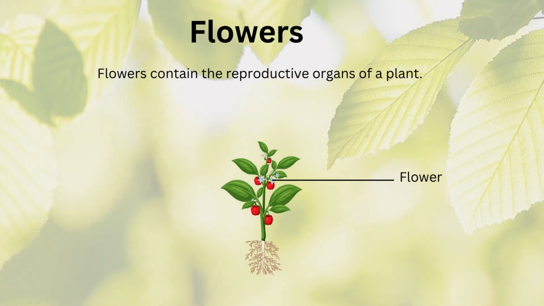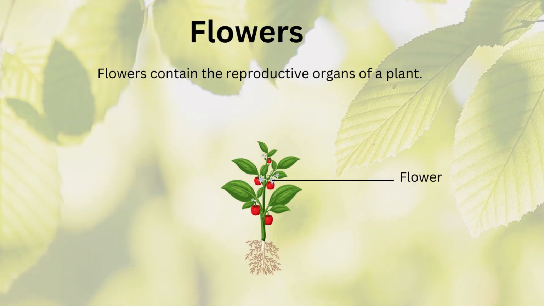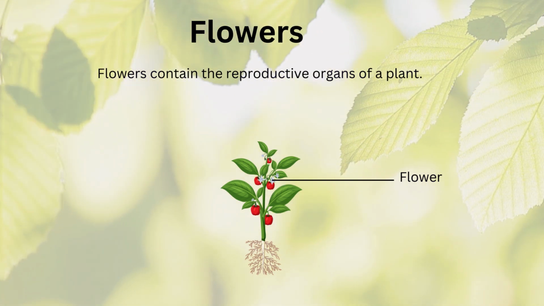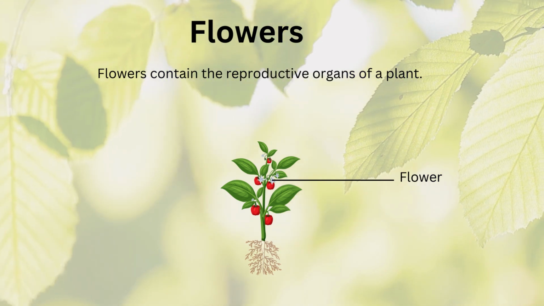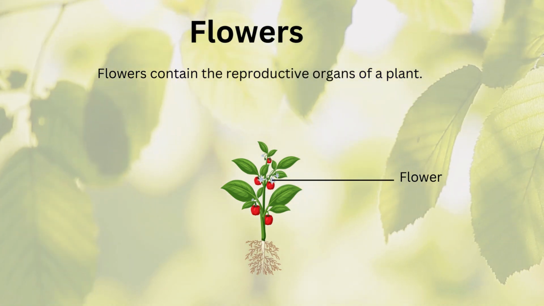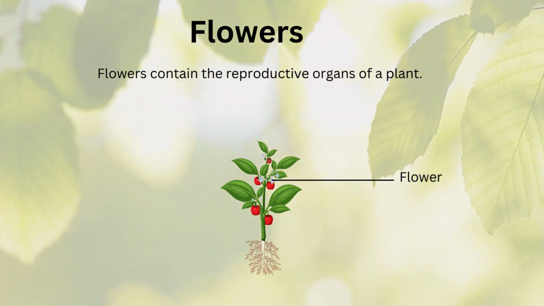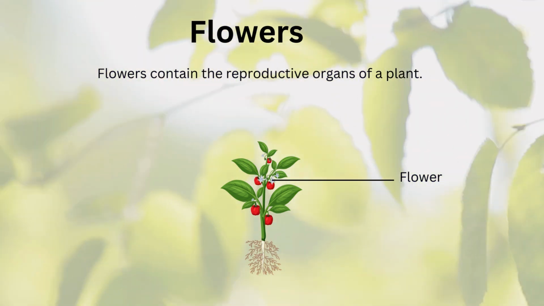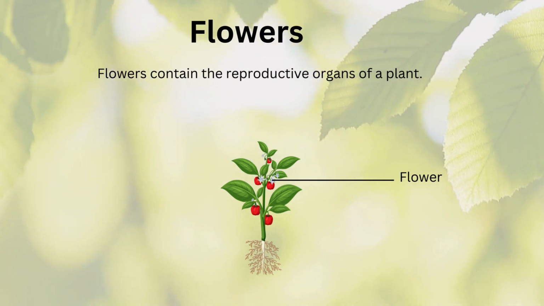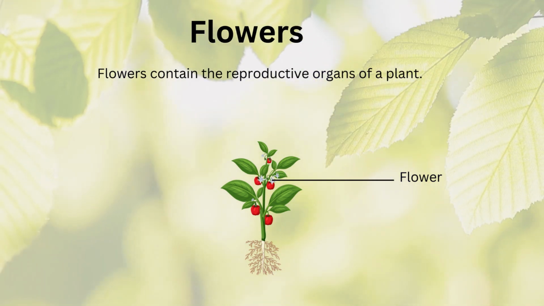Flowers. Flowers are also a crucial part of a plant because they contain reproductive organs. Flowers play a key role in the reproduction of plants. They produce seeds through a process called pollination. Okay, we will discuss the process of pollination later.